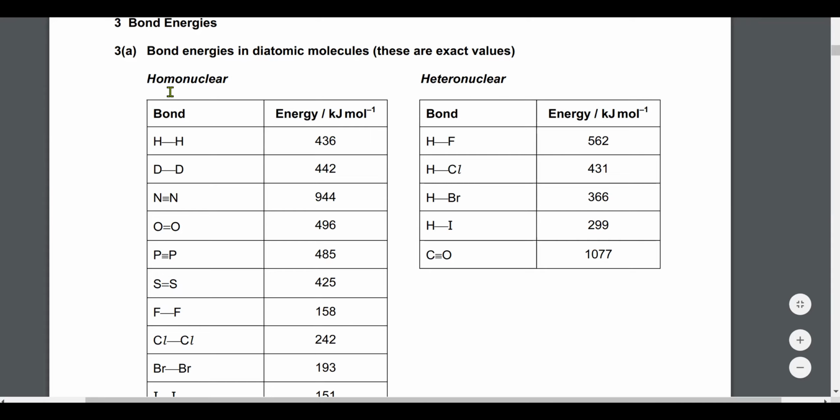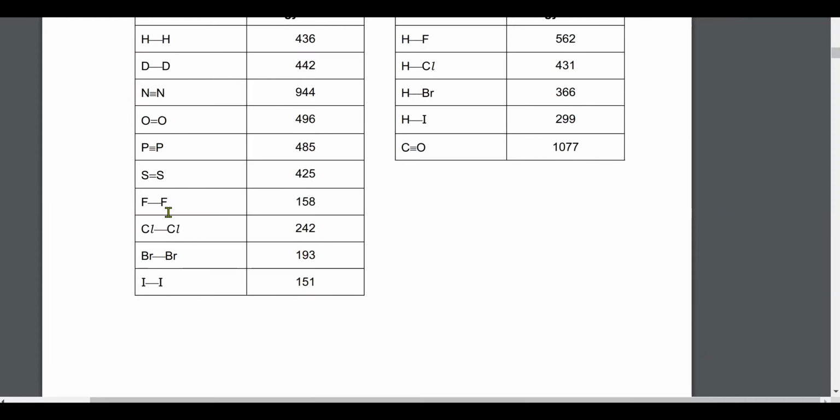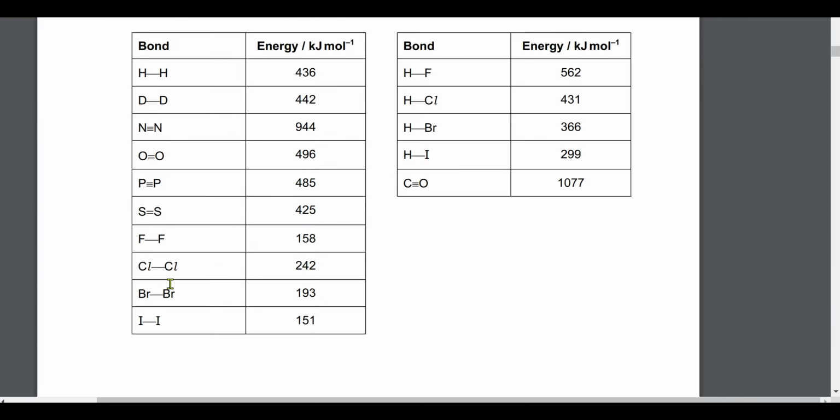Anyways, just going through the data booklet, I'll explain two things. Homonuclear means, and remember, these are diatomic molecules. Diatomic means that the molecule consists of only two atoms. And remember, these are for gaseous substances. The bond energy for iodine is defined for iodine being in gaseous state.